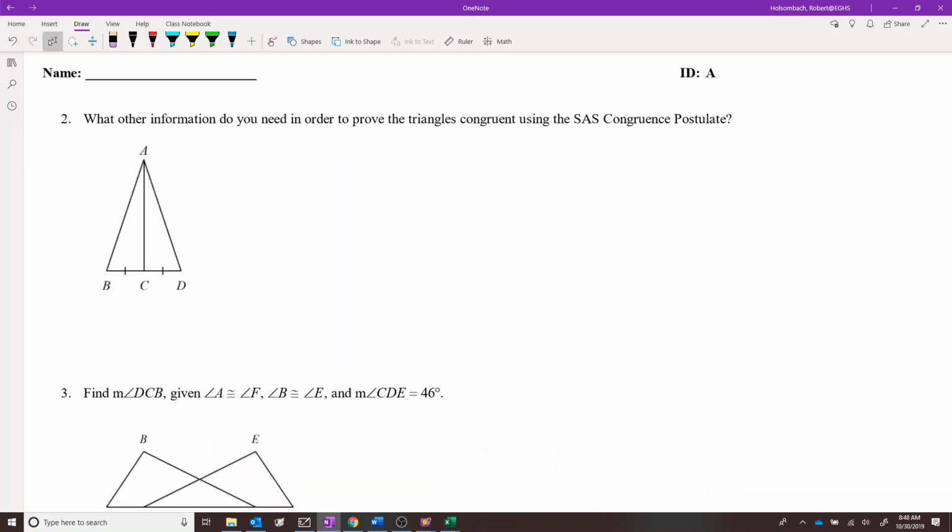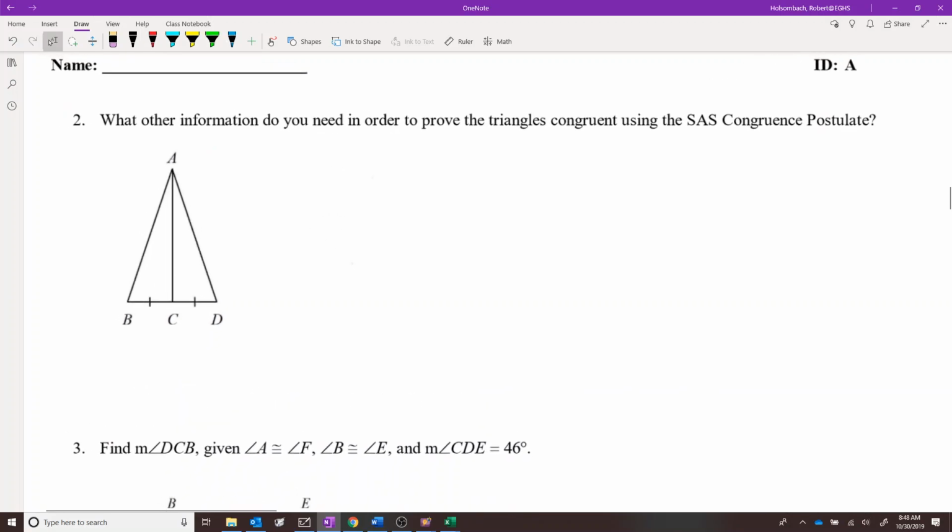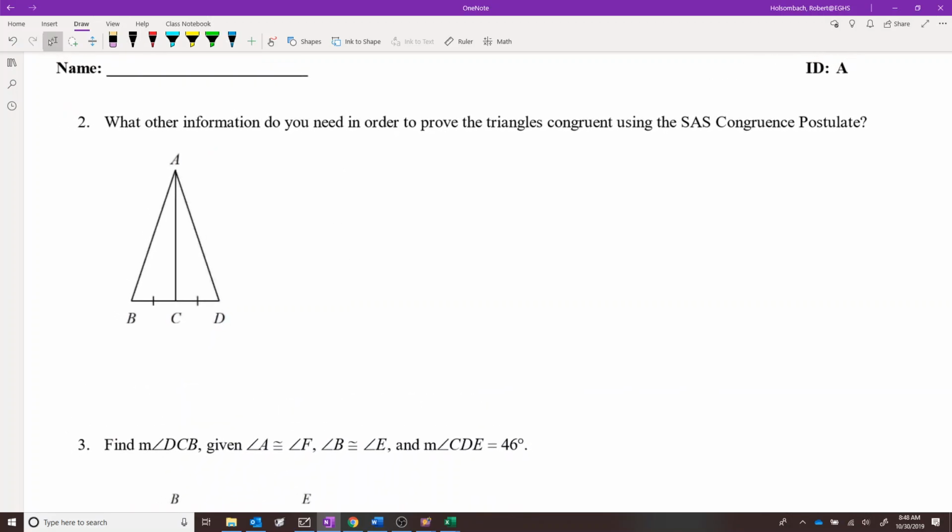Alright, number 2 on the short answer. What other information do you need to prove the triangle is congruent using the SAS congruence postulate? SAS, that's side, angle, side. You need a side, an angle, and a side congruent to a side, an included angle, and a side. So look, you've got this side.